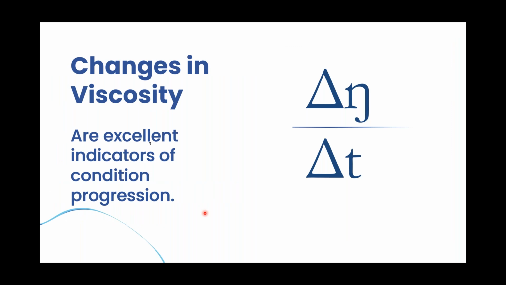Now, we can also use viscosity measurements to monitor the progression of any of these conditions. So if a patient starts at a high viscosity, like 4 centipoise, they can receive treatments, and we can measure over days, weeks, or months to see how the viscosity is going to drop over time.